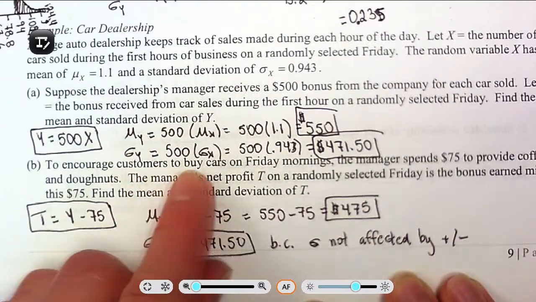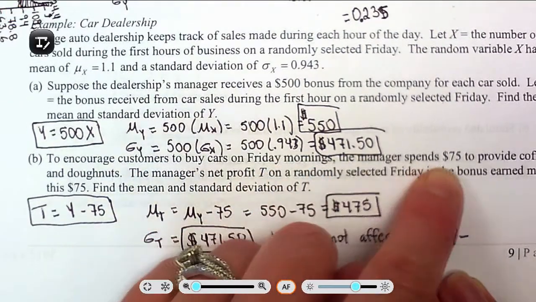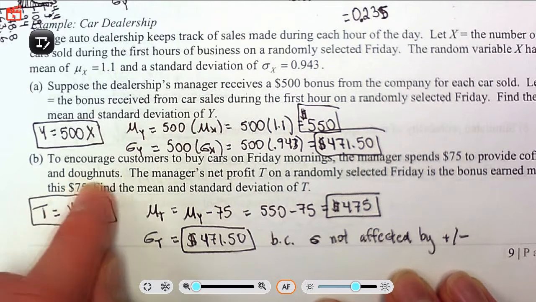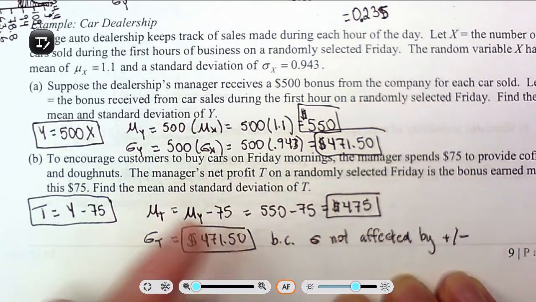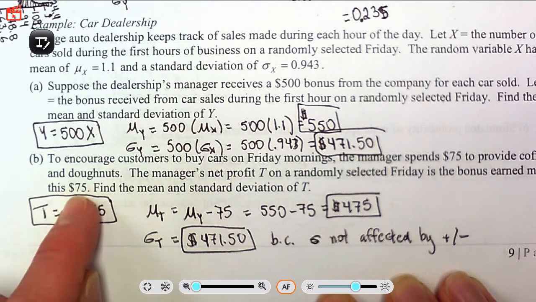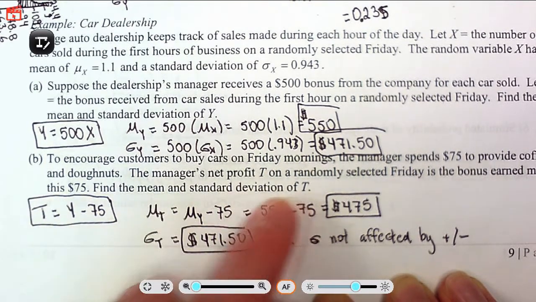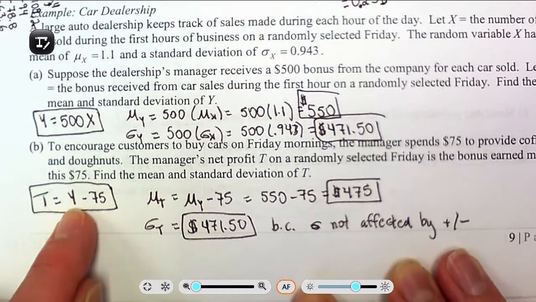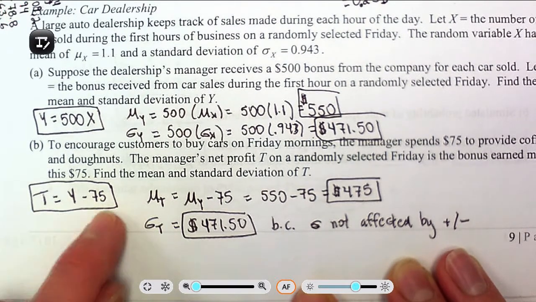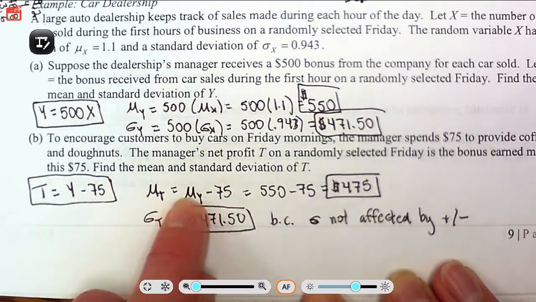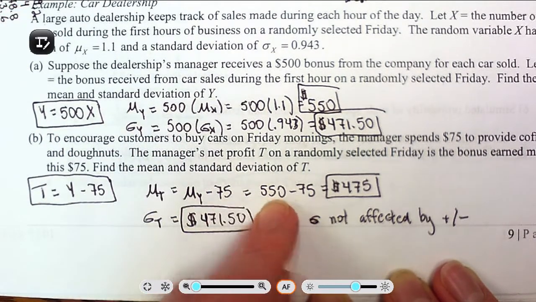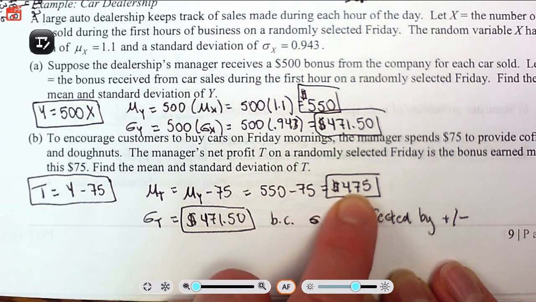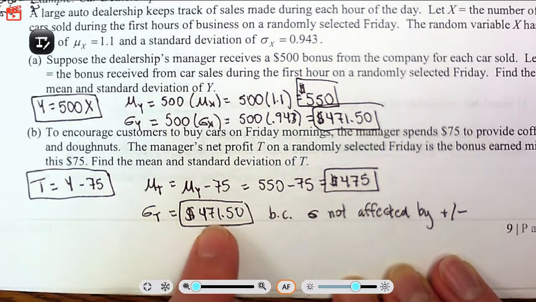To encourage customers to buy cars on Friday mornings, the manager spends $75 to provide coffee and donuts. The manager's net profit, T, on a randomly selected Friday is the bonus earned minus the $75. Find the mean and standard deviation of T. T equals the bonus earned minus $75. So mean of T is mean of y minus 75, which is $550 minus 75, and the standard deviation does not get affected by the subtraction.